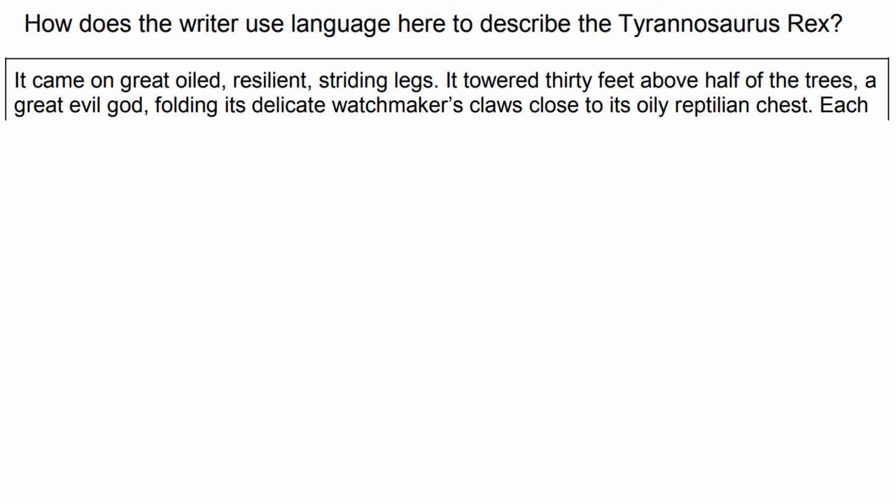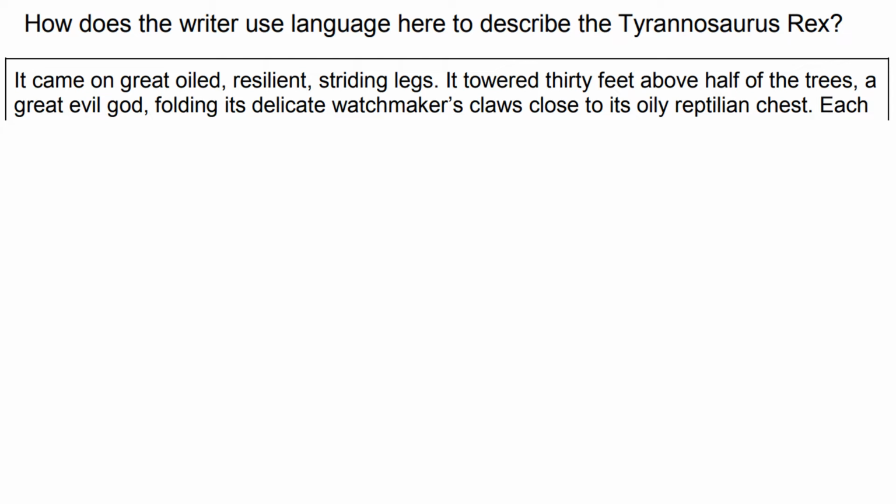So we're going to put into practice this point, evidence, explain process, looking at this particular extract. I've just got the first 2 sentences here. It came on great, oiled, resilient, striding legs. It towered 30 feet above half of the trees, a great evil god, folding its delicate watchmaker's claws close to its oily reptilian chest. Now that is quite intimidating.